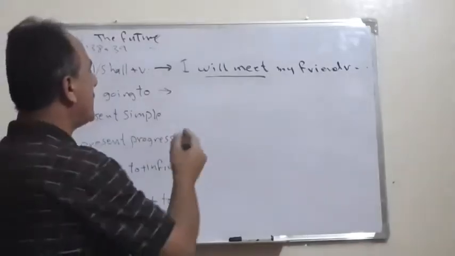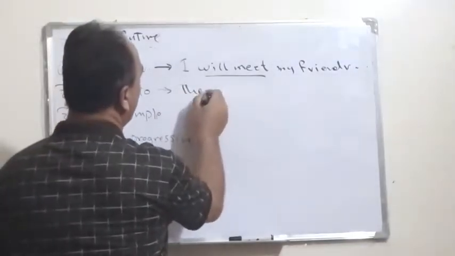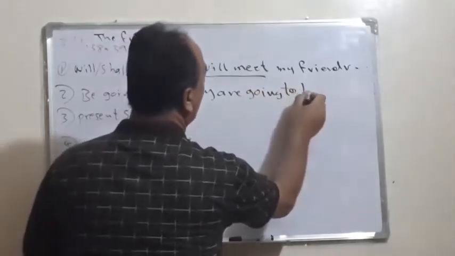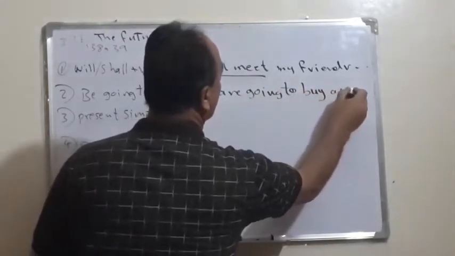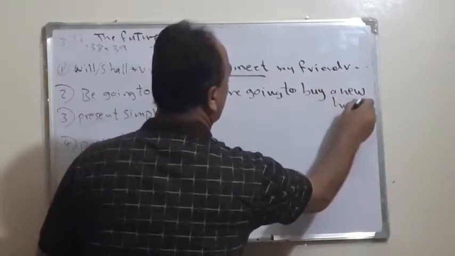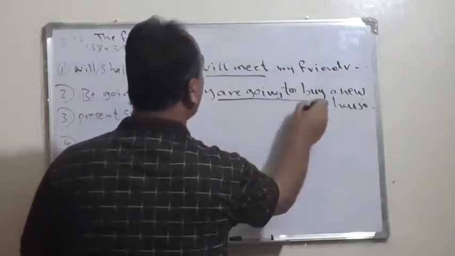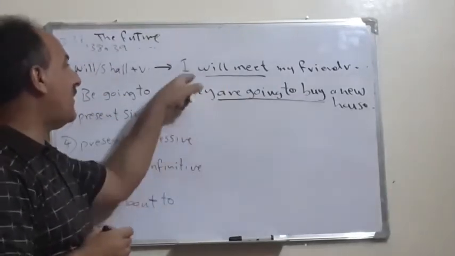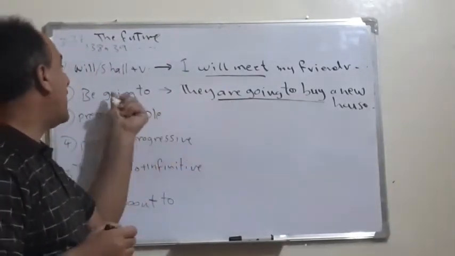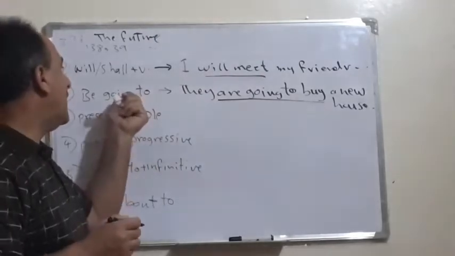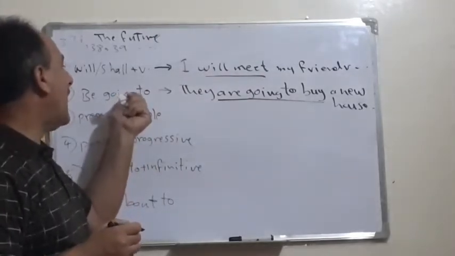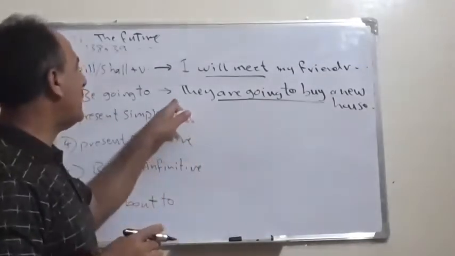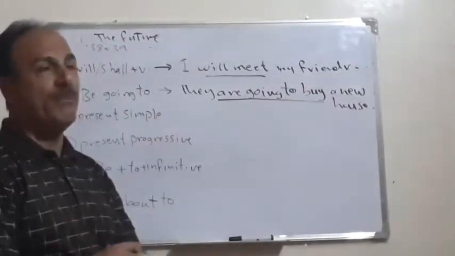Second, we can say they are going to buy, for example, a new house or building or whatever. So, are going to buy. This is the second case. Again, see the difference between the first and the second one. Why? Because when we are talking about prior planning, we have to use going to, so we use going to buy.